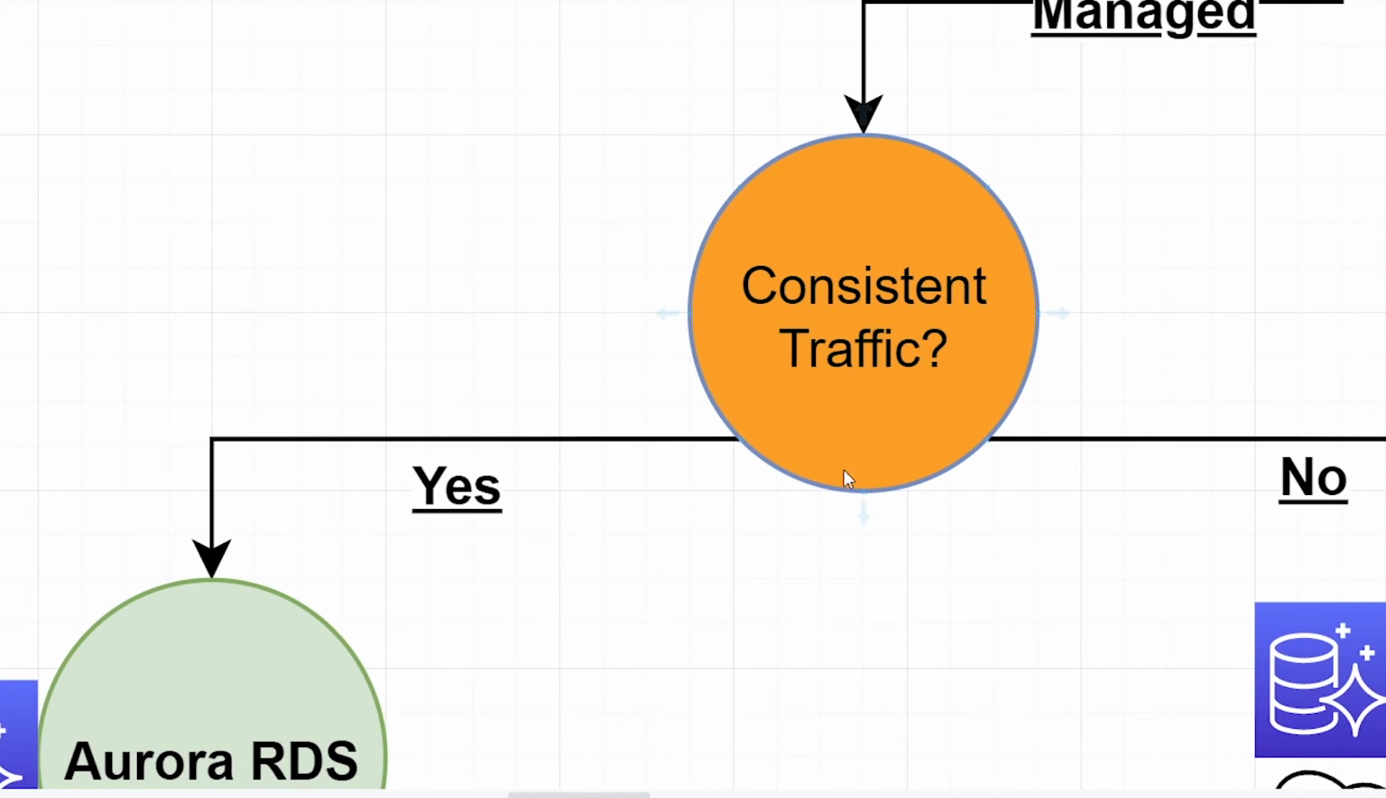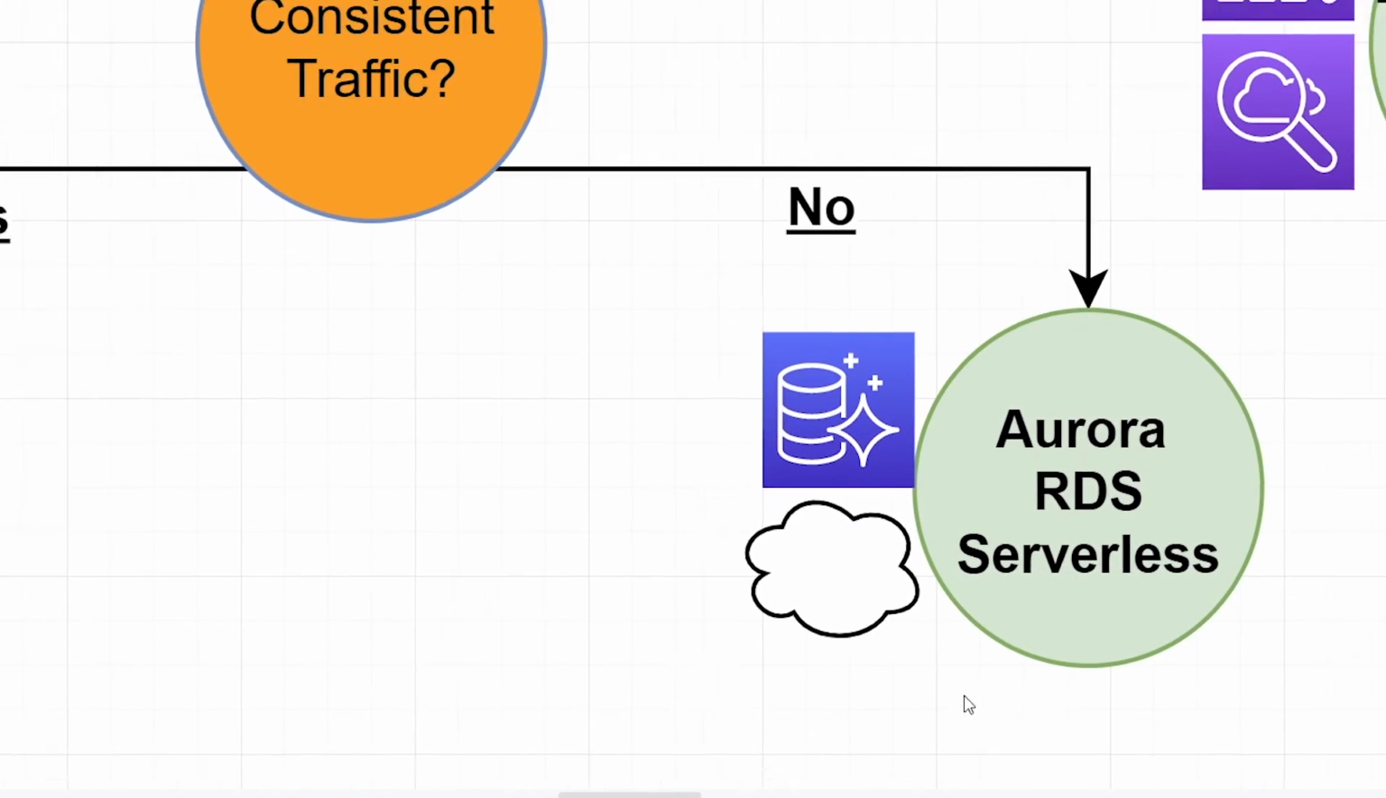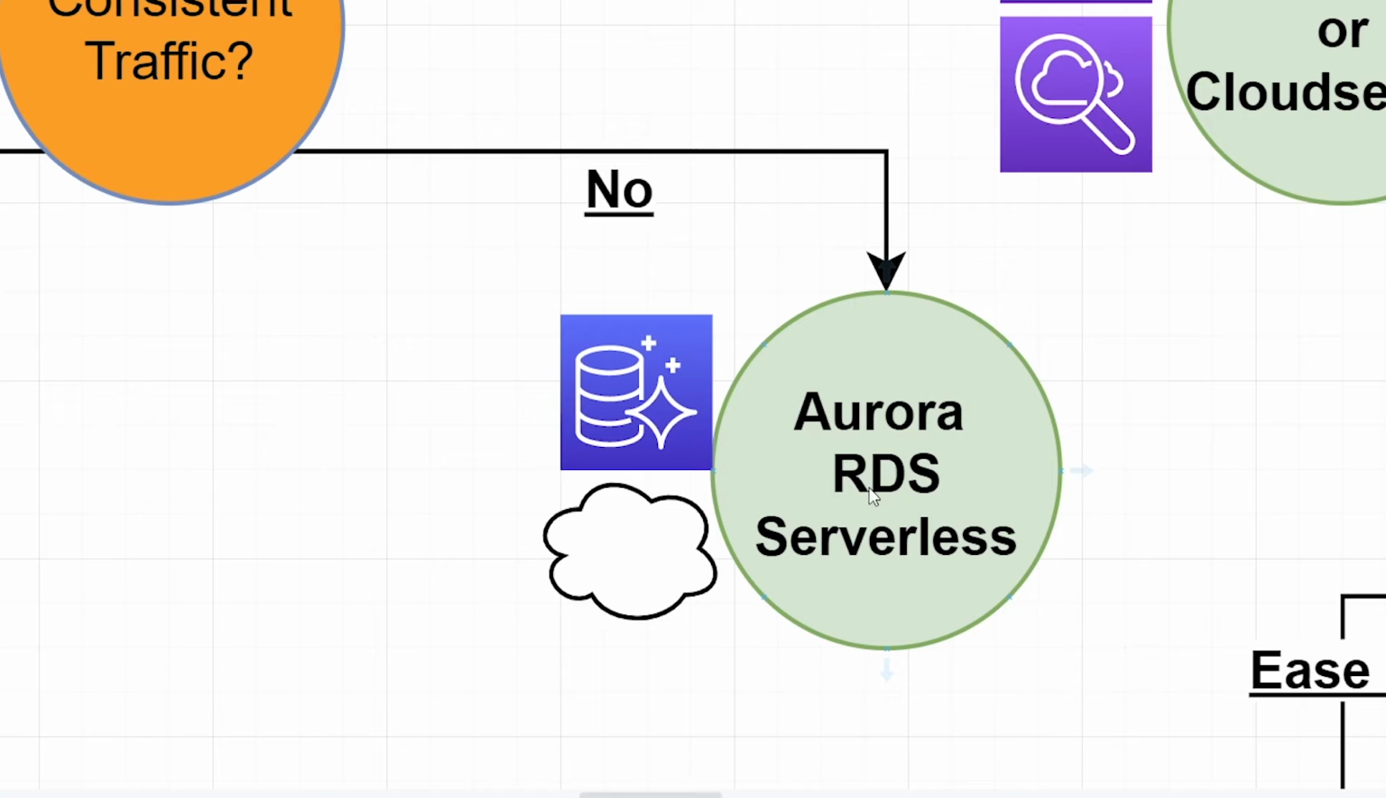And if you're not getting consistent traffic, so if the answer is no, then I would say go with Aurora RDS serverless. The reason I say this is that you're going to get all the advantages of the normal Aurora RDS, but you're going to have serverless in the sense that you're not going to have to pay for uptime when you're not using the machine. This is especially great for bursty traffic because you don't necessarily know when your traffic is going to come in. And if it does come in, it's going to be very bursty.